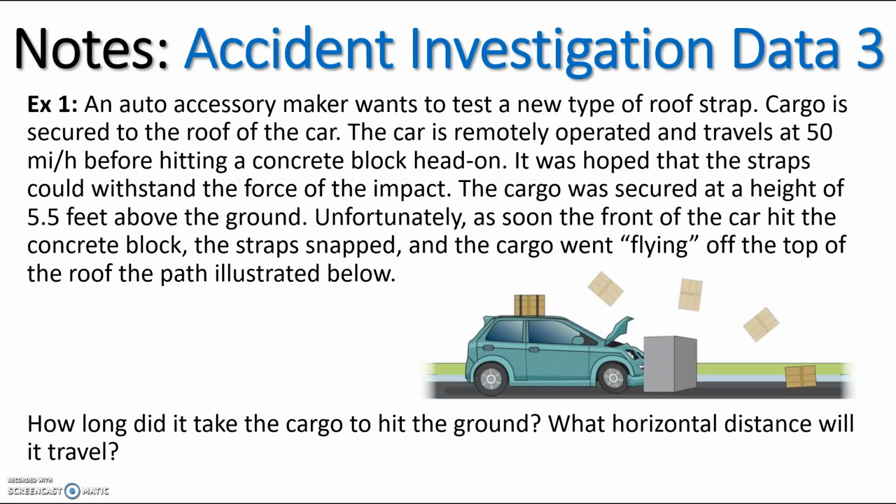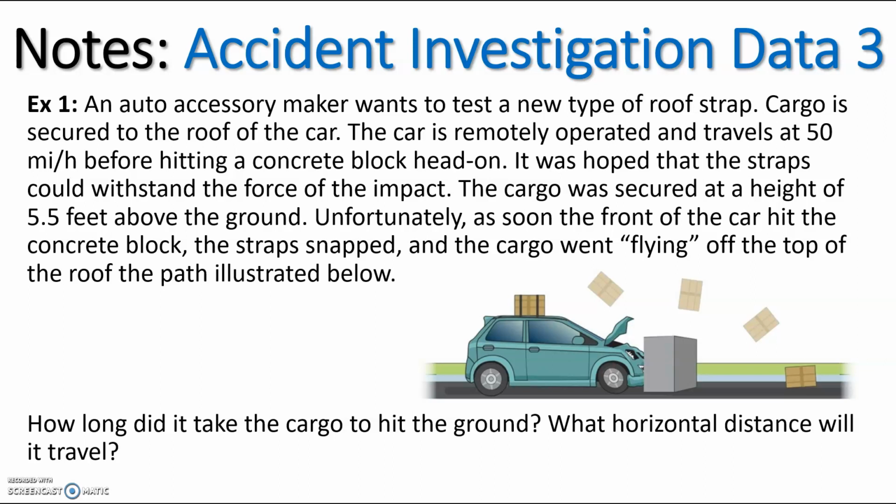The focus of this video lesson is Accident Investigation Data Part 3. Example 1. An auto accessory maker wants to test a new type of roof strap. Cargo is secured to the roof of the car. The car is remotely operated and travels at 50 miles per hour before hitting a concrete block head-on. It was hoped that the straps could withstand the force of the impact.